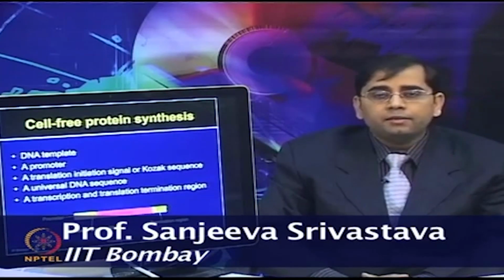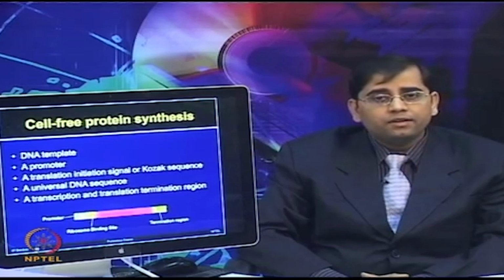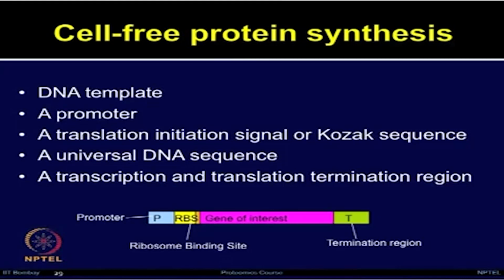You need a DNA template, plasmid or PCR fragment, a promoter which could be T7, SP6 or T3, a translation initiation signal, for example, Shine-Dalgarno in case of prokaryotic or Kozak in eukaryotic. These sequences, a universal DNA sequence for protein initiation and a transcription and translation termination region. All these are required for the cell-free protein synthesis.